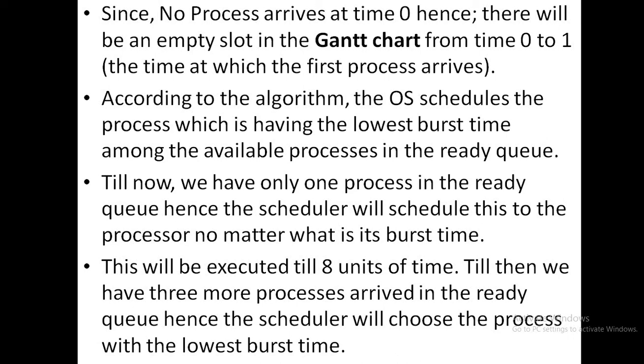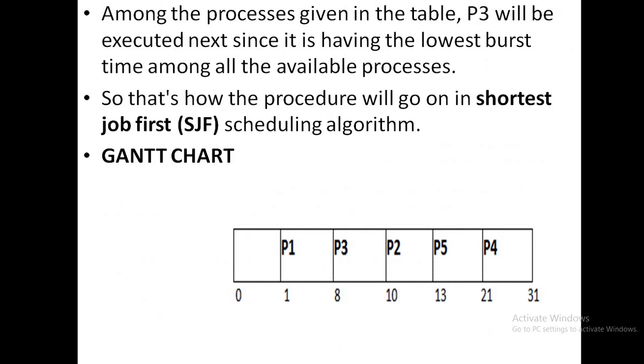This will be executed till 8 units of time. Till then, 3 more processes have arrived in the ready queue. Hence, the scheduler will choose the process with the lowest burst time. So, among the processes given in the table, P3 will be executed next, since it has the lowest burst time among all the available processes. Okay, so that's how the procedure goes on in shortest job first scheduling.